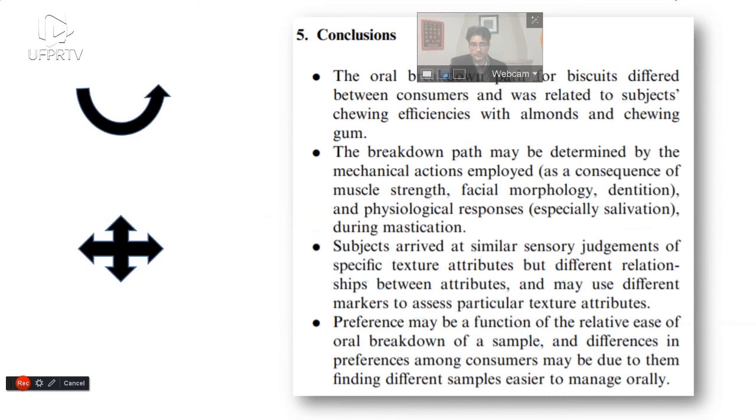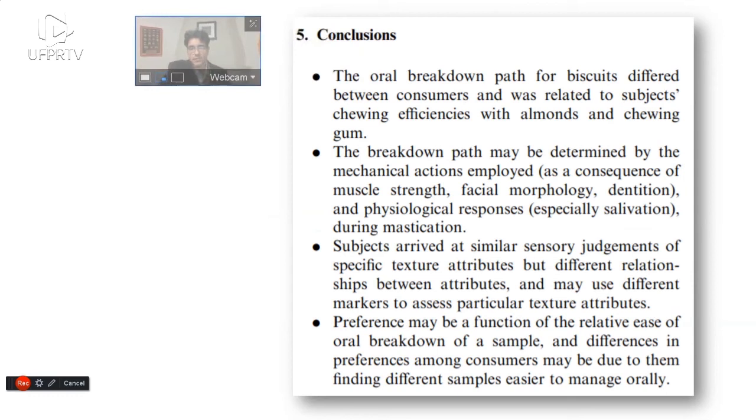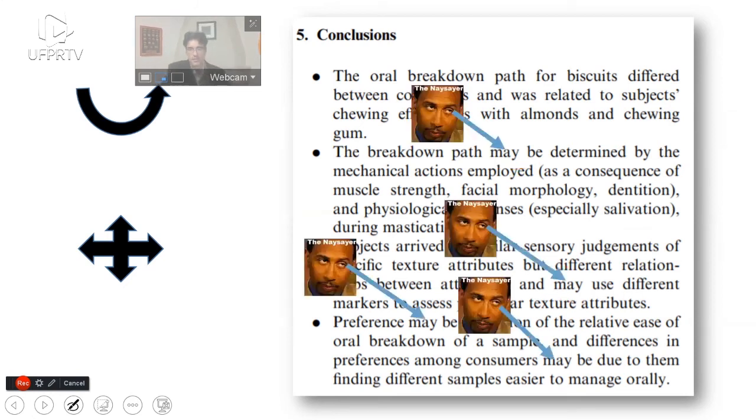So here, the oral breakdown path for biscuits differed between consumers and was related to subjects' chewing efficiencies with almonds and chewing gum. So that reprises something that they said was the purpose of the research and the results. So they recap the results, and they also expand on what they found, and they extrapolate and they elaborate. But notice that they have all these mays in there, these hedges in the conclusion section as well.